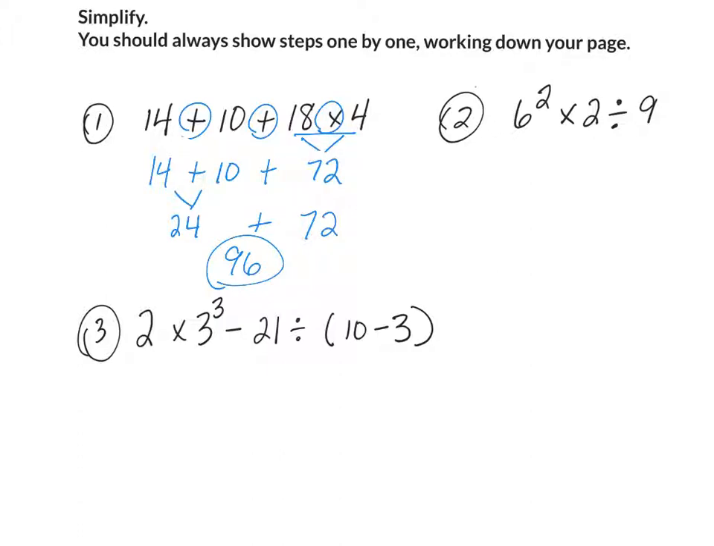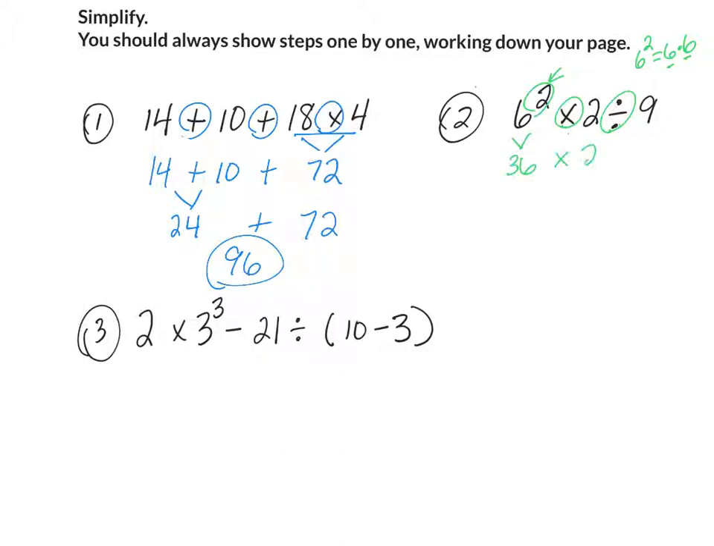Number 2, I have an exponent that I need to get rid of. I have a multiplication symbol and a division symbol. So what do I do first? According to my order of operations, I don't have any brackets, but I do have exponents. So I'm going to simplify my exponent first. 6 squared, remember, is not 12. 6 squared is equal to 6 times itself 2 times. That exponent just tells us how many times to multiply the base, 6, by itself. 6 times 6 is 36.